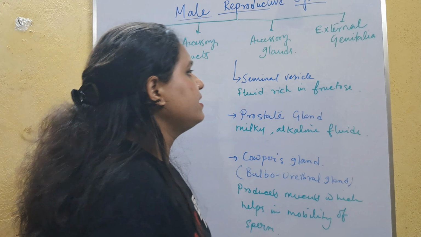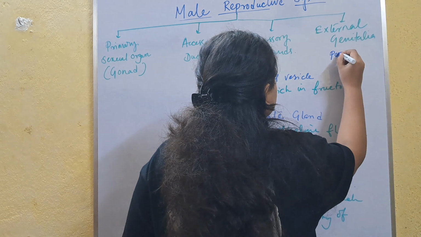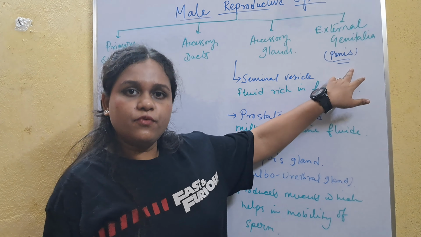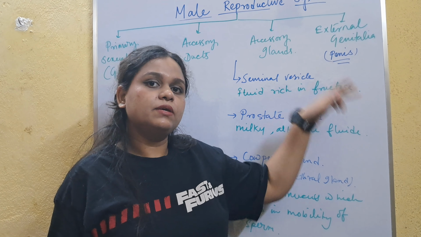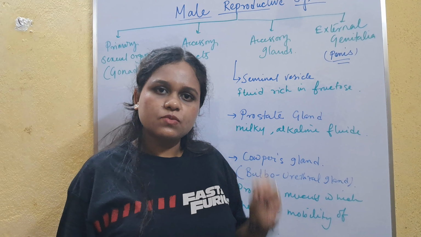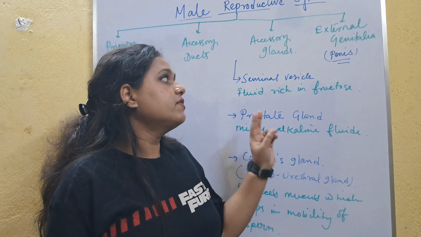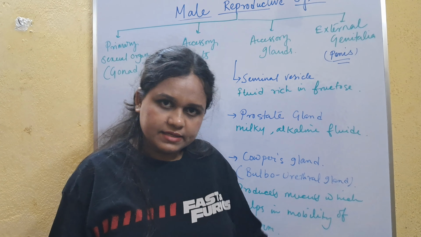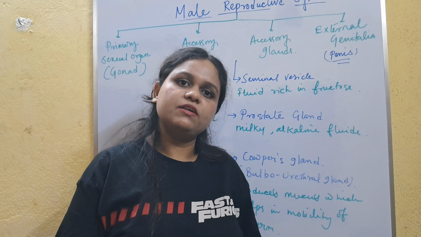Now, the external genitalia, penis, is a common passage from where the urine and the semen come out in case of males. It also helps in the copulation and transfer of semen from the testes to the female reproductive tract.